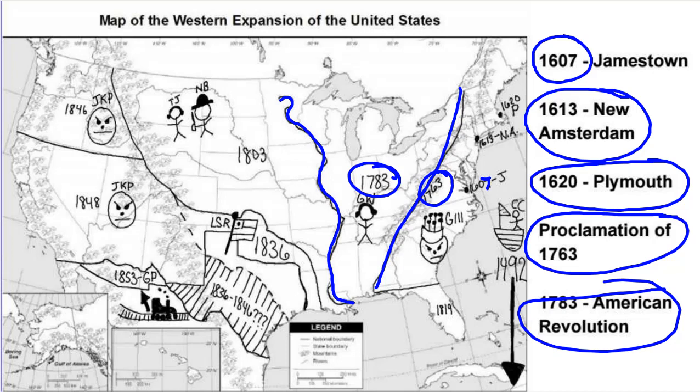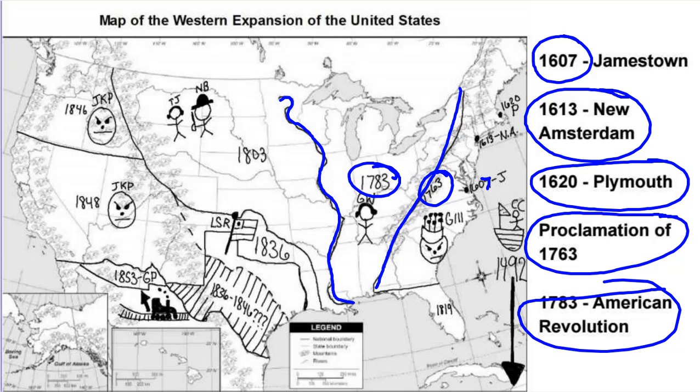So these two dates are important on the old exam, not sure if they will be on the new exam: what was the western border of the American colonies in 1763? Answer, the Appalachian Mountains. What was the western border of the United States in 1783? And that is the Mississippi River.